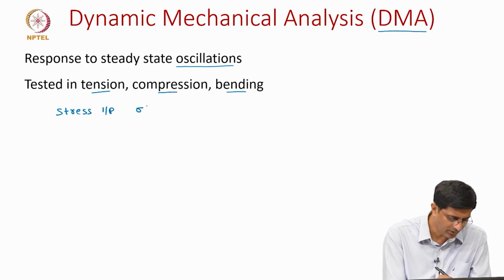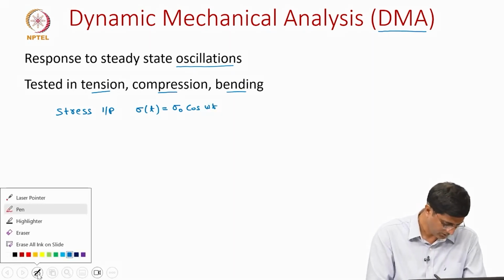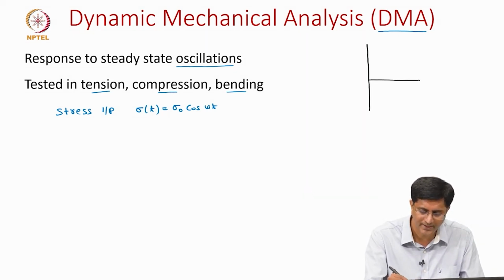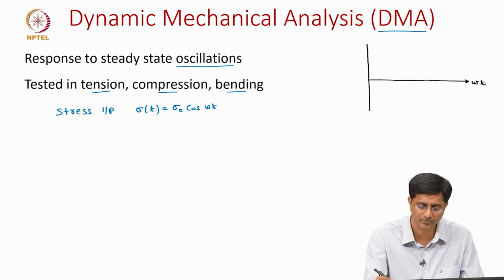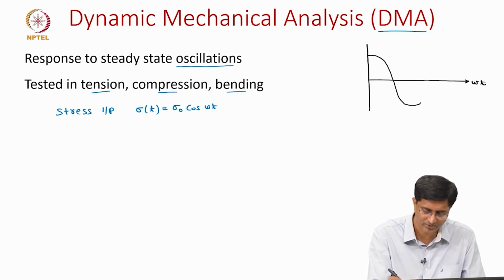Let us say sigma of t is given as sigma naught times cos omega t. Let us try to represent it using a plot. For the x axis we will take omega t. Omega here is the frequency and t is the time. Since we are talking about cos, at 0 it starts with a maximum value and then goes to negative and then repeats.